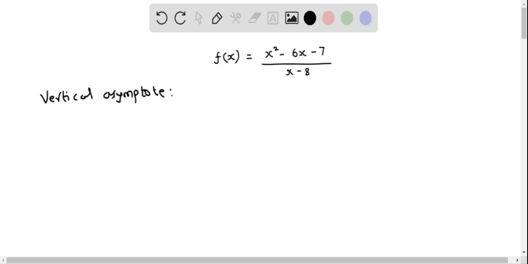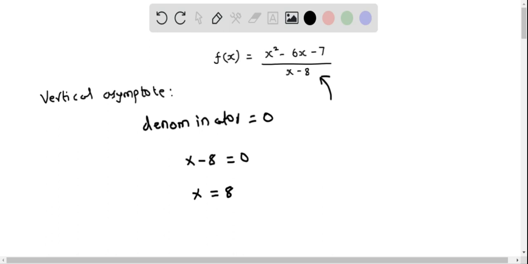Now let's determine the vertical asymptote of this function f of x. So a vertical asymptote occurs when the denominator term equals 0. Here we have this denominator term, that is x minus 8. So we write x minus 8 equals 0. Adding 8 to both sides, we get x equal to 8. Therefore, we see that x equal to 8 is the vertical asymptote.